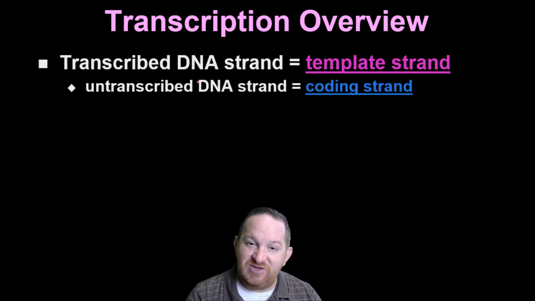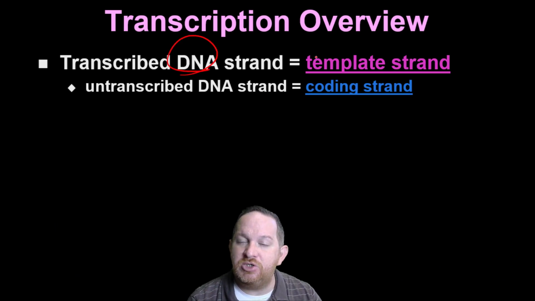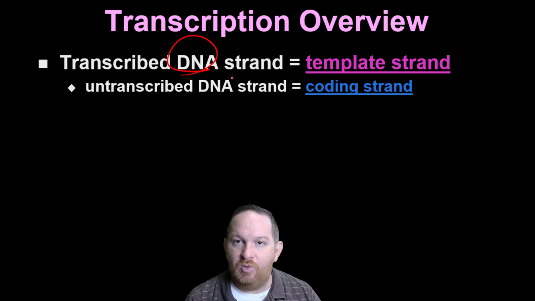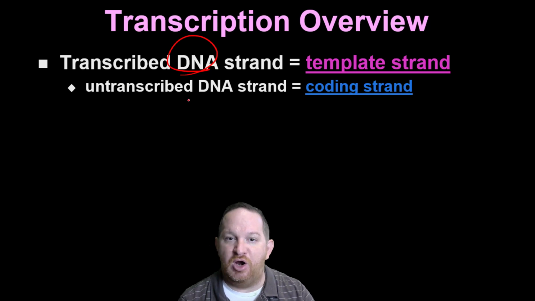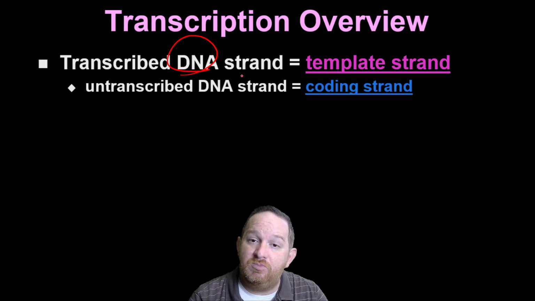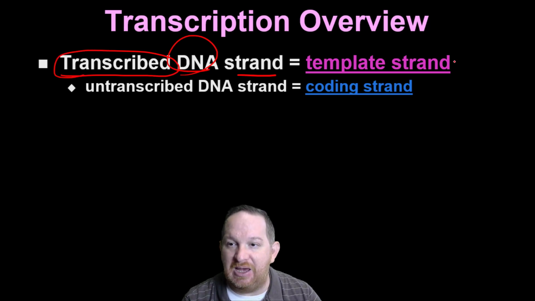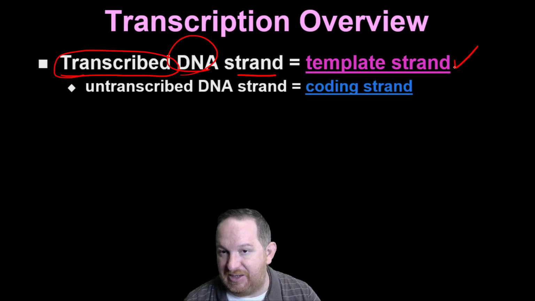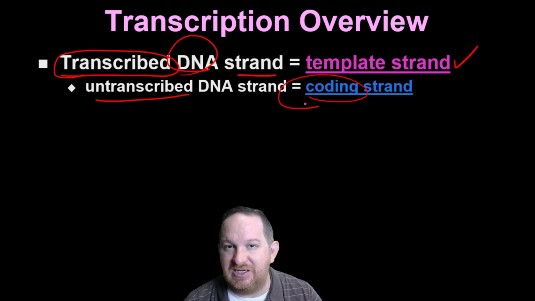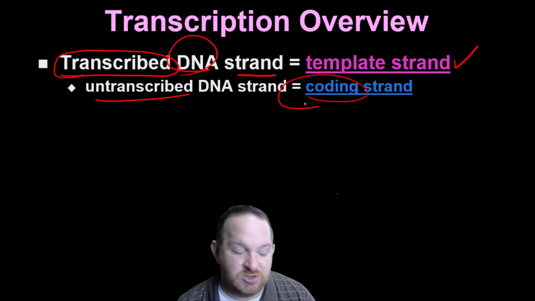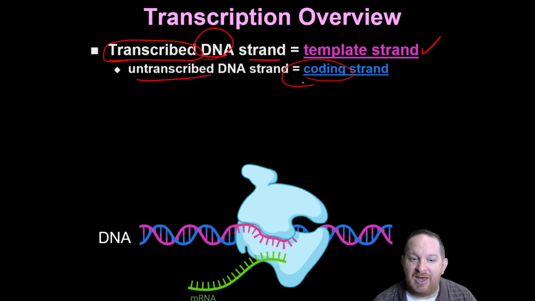So let's go over the overview of transcription. So we have to start with DNA, and we've got two strands in DNA, right? So which strand serves to make the messenger RNA? Well, the strand that is transcribed is called the template strand, right? It serves as the template. The untranscribed DNA, the one that's not used, we consider the coding strand because with the exception of the uracils and thymines, it's basically the code of the messenger RNA. And I'll show you that.